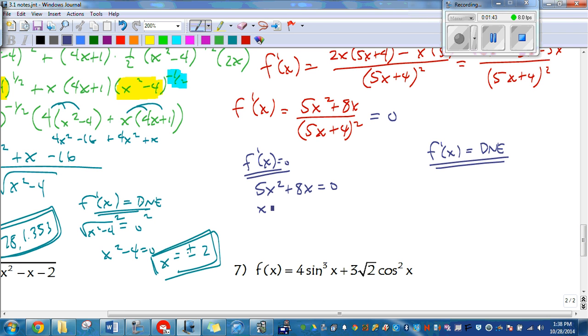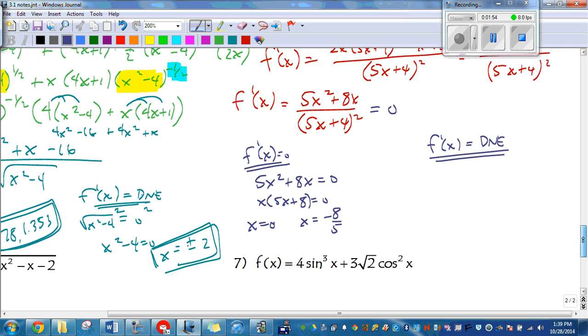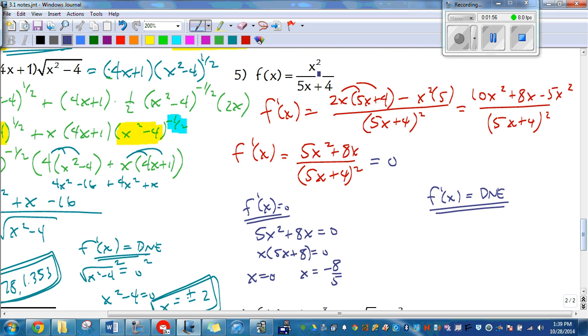So here we can take an x out. So we get two solutions, x equals 0 and x equals negative 8/5. And we want to check back in the equation to make sure that these fit in the domain. We could put 0 in, we get 0. Put negative 8/5 in, we're going to get a number over a number. We're not going to be dividing by 0 or anything, so that's okay. These two solutions are critical values.